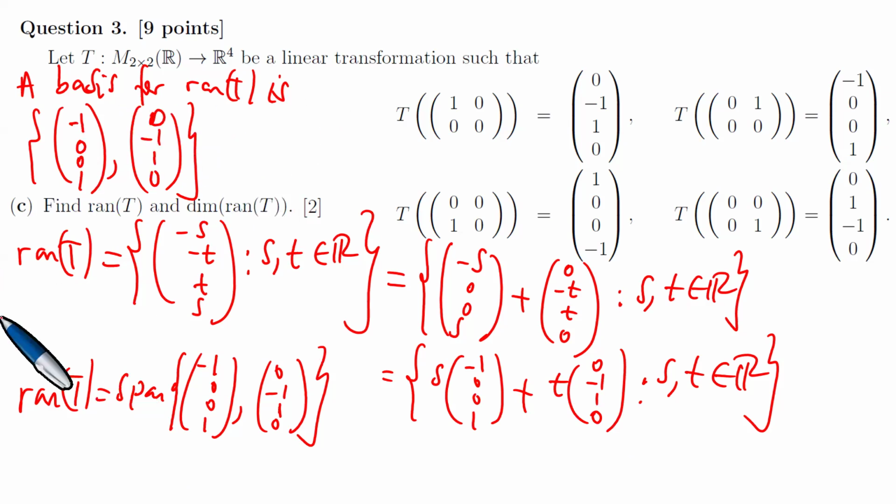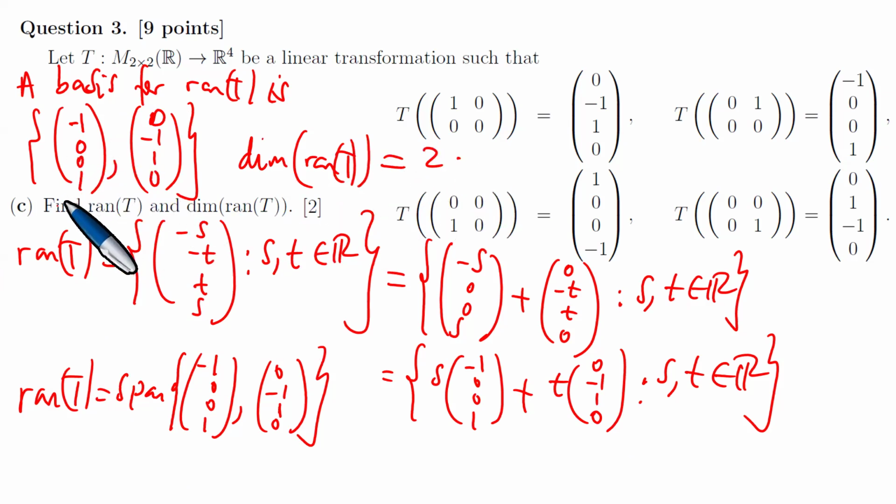Now this is awesome news. But what then do we do with this? We want to find the dimension. So what is the dimension? The dimension will be the number of vectors in the basis. So the dimension of the range of T is actually 2, because there are exactly 2 vectors in the basis. This is exactly what we have here, and this is very, very important for us to take into account.